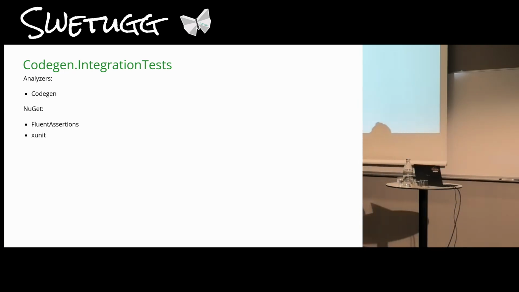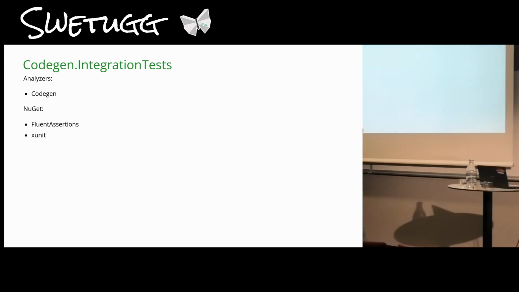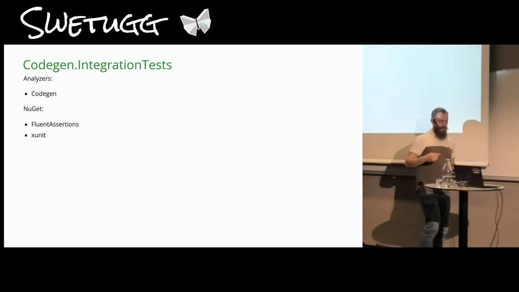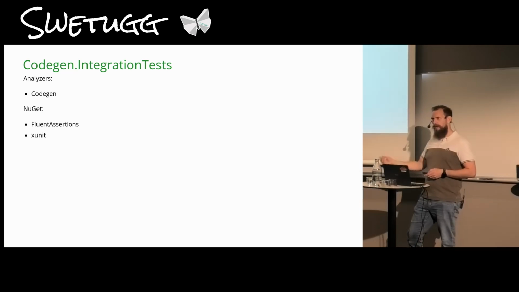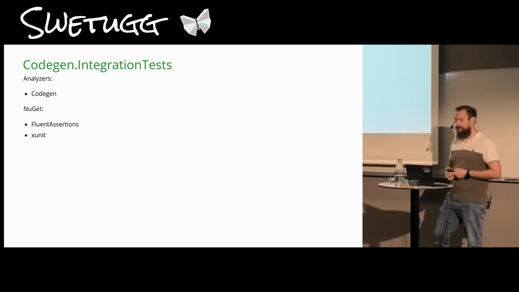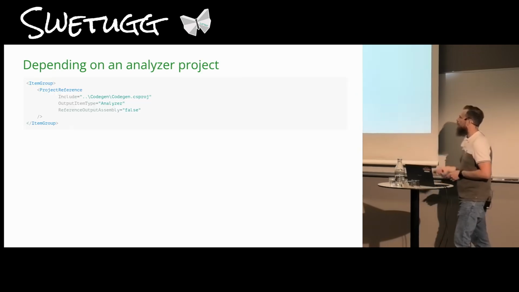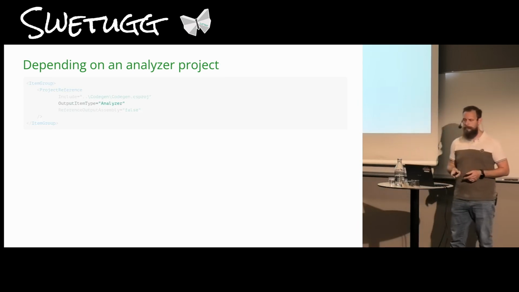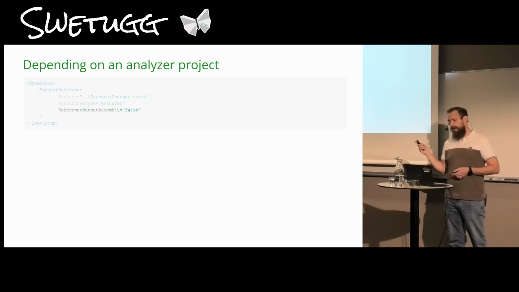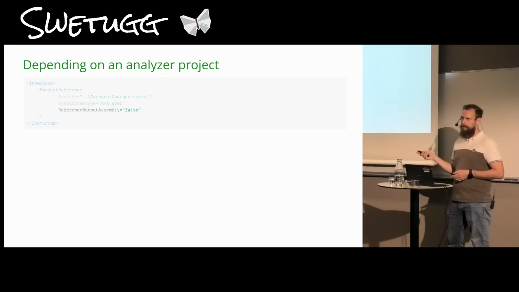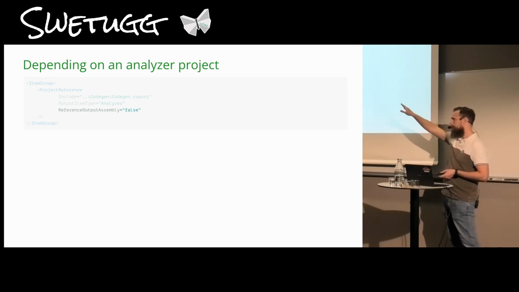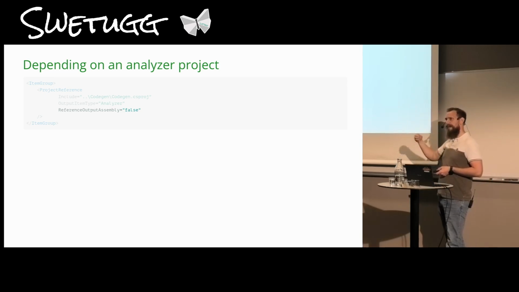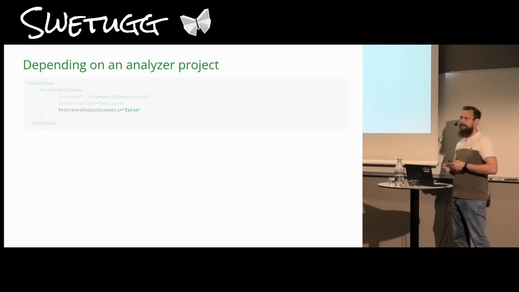So the integration tests depend on the codegen package as an analyzer, which is where we tell MSBuild that this should run as an analyzer, not as a project dependency. And we do that by specifying the dependency this way. So we include it as usual, and then we tell it that this is an analyzer, and we should not reference the output assembly, which means if this is set to true, you can access the generator classes from your code. So you can extend the generator, but that won't be a generator.